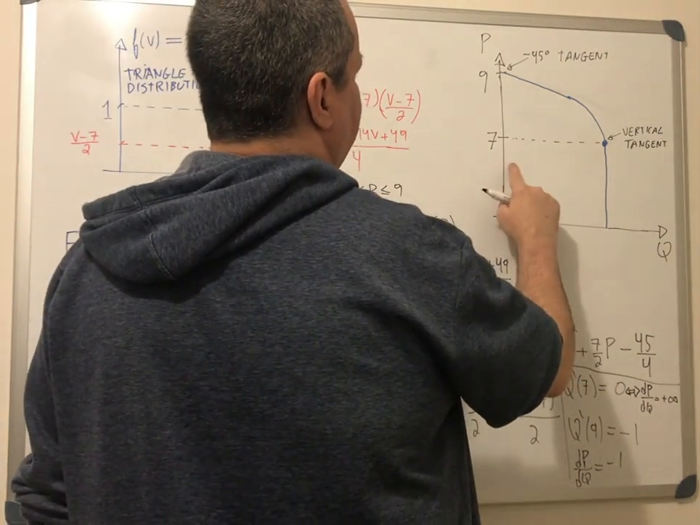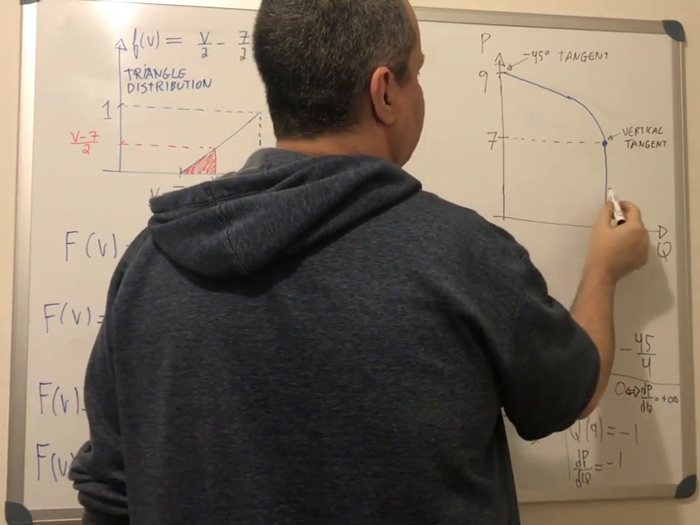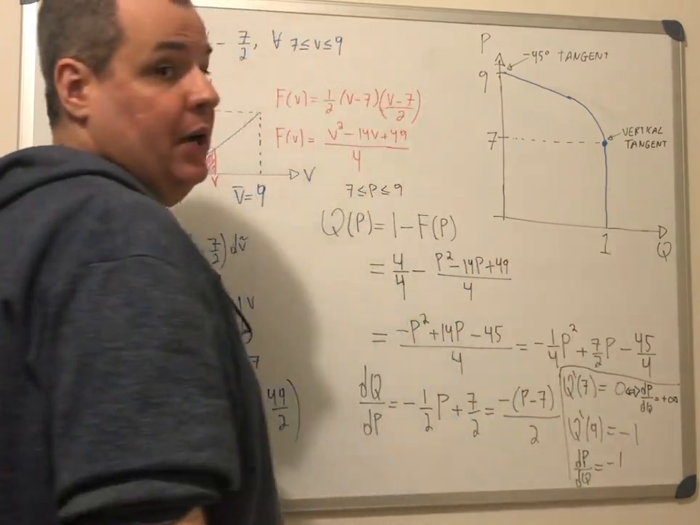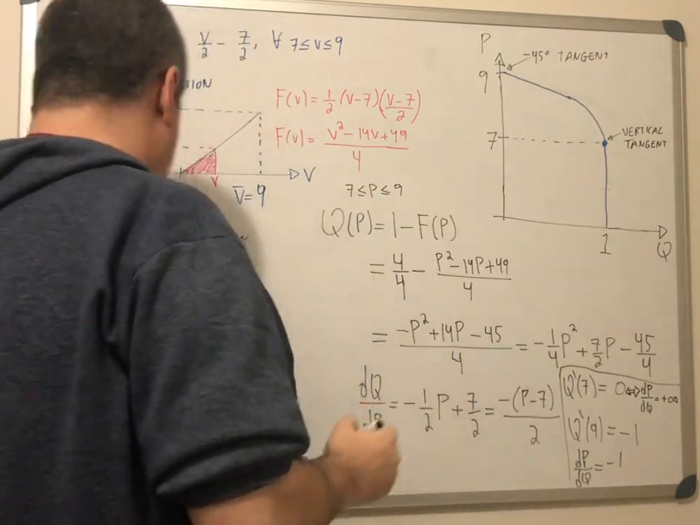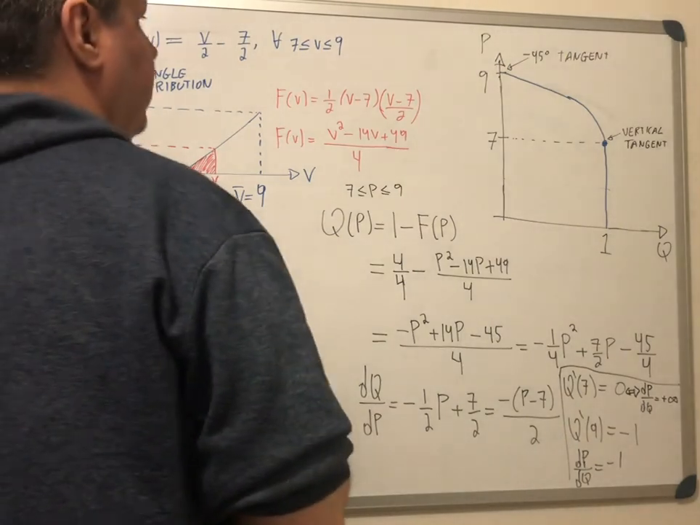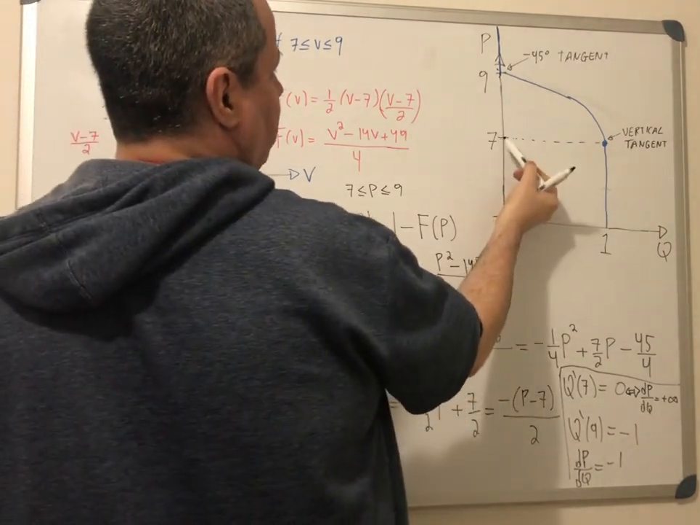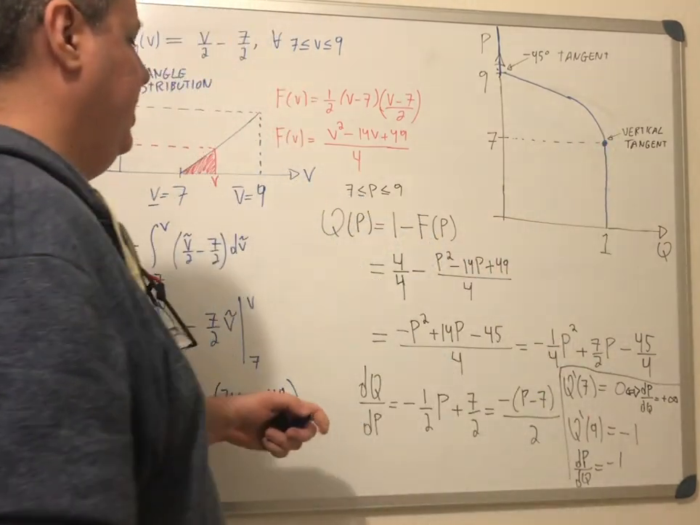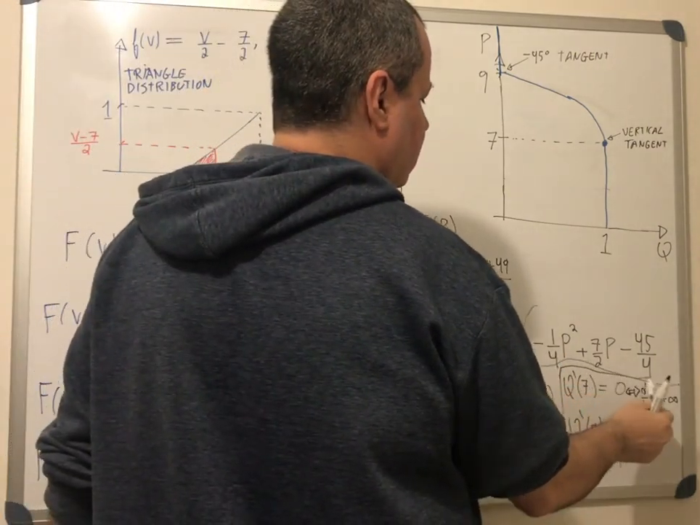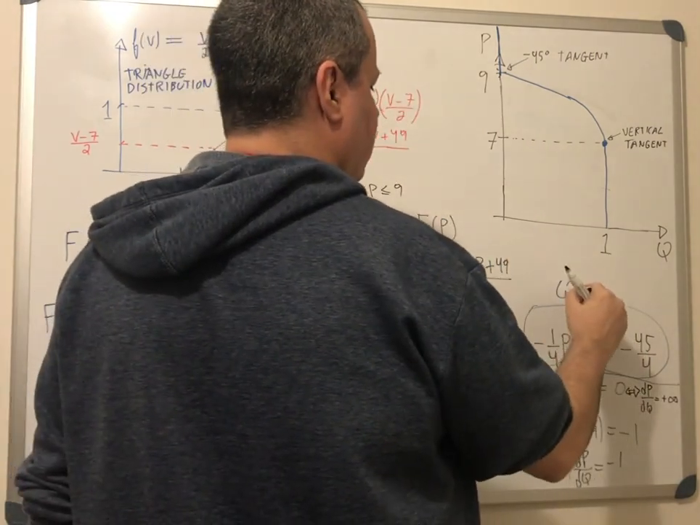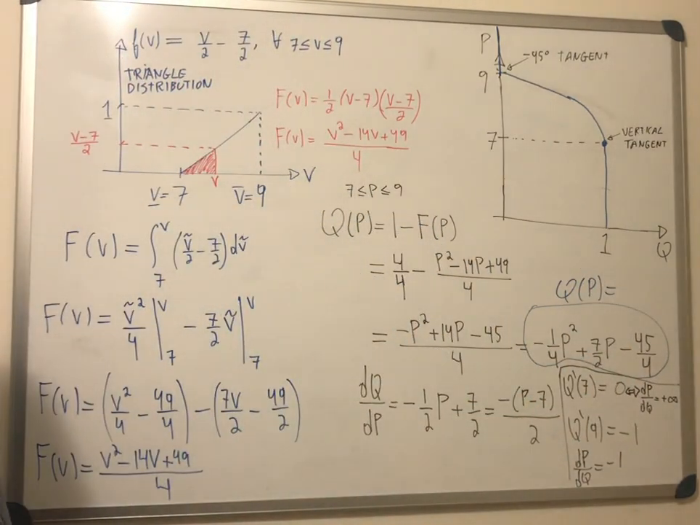If I have prices below $7, everybody, all consumers, want to buy. If I have prices above 9, nobody wants to buy. So the demand continues here with 0 demand for prices above 9, and for prices between 7 and 9 I have this expression here. That's the quantity of consumers that buy at this price.